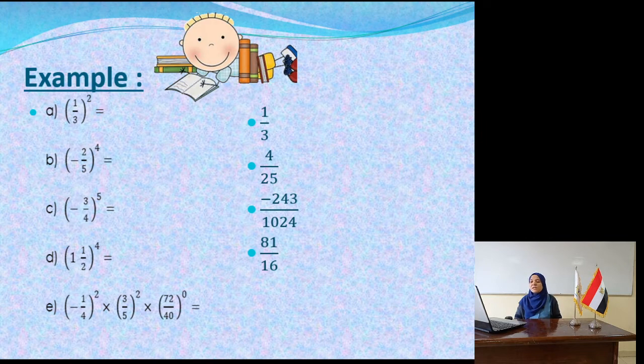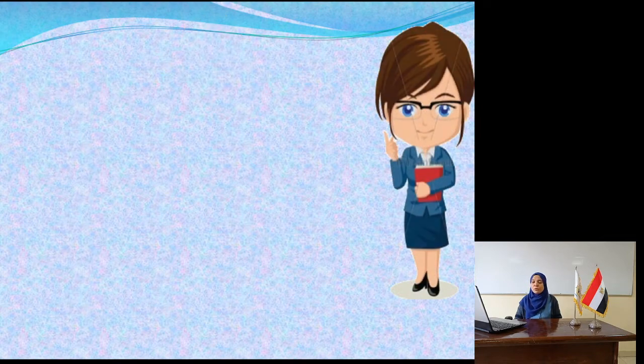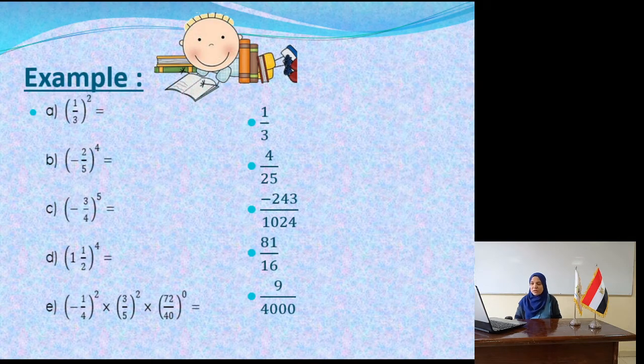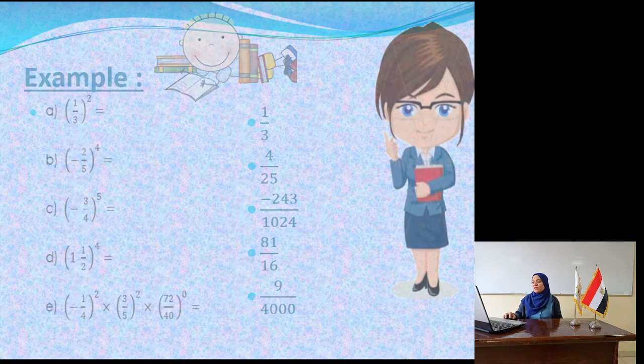The last one, (negative 1 over 4) to the power 2 multiplied by (3 over 5) to the power 2 multiplied by (72 over 40) to the power 0. Negative raised to an even power will be positive. (1 over 4) to the power 2 equals 1 over 16. (3 over 5) to the power 2 will be 9 over 25. Any number raised to power 0 equals 1. So 1 over 16 multiplied by 9 over 25 multiplied by 1 equals 9 over 400. Let's move to slide number 6.